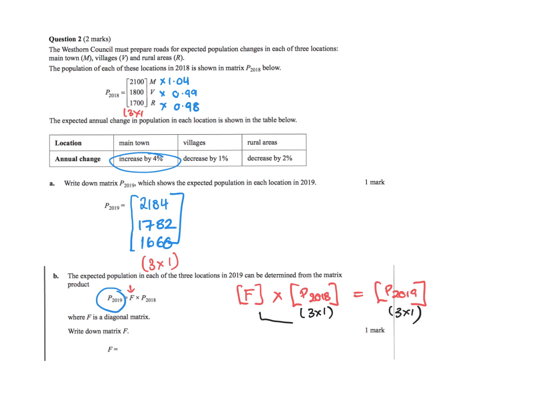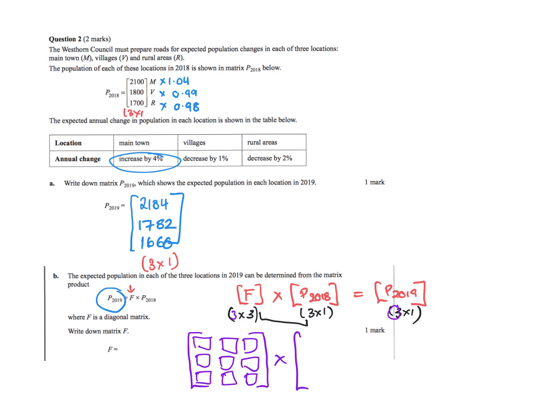Okay, so that means F would have to be, because they've pre-multiplied it, it'd have to have a 3 there. And what will it have to have in the rows, sorry? It'd have to be a 3. So now I know that F is a 3 by 3. So I'll pop that in like that because it'll make it easier for me to work out. Okay, and then I'd multiply it by the 2018, which was this. Okay, and then it gave the 2019.